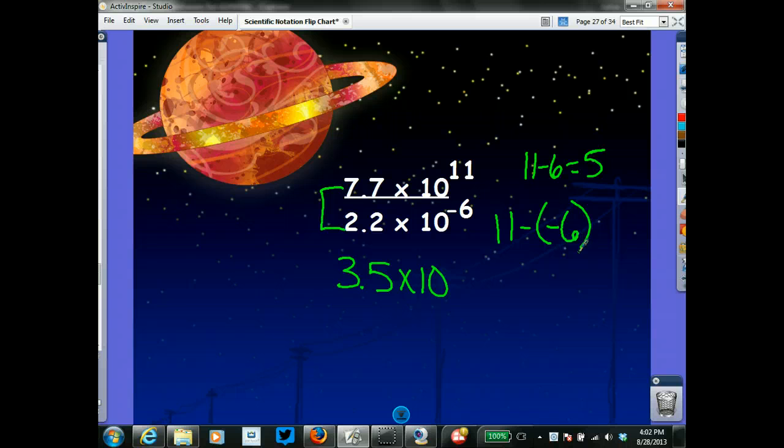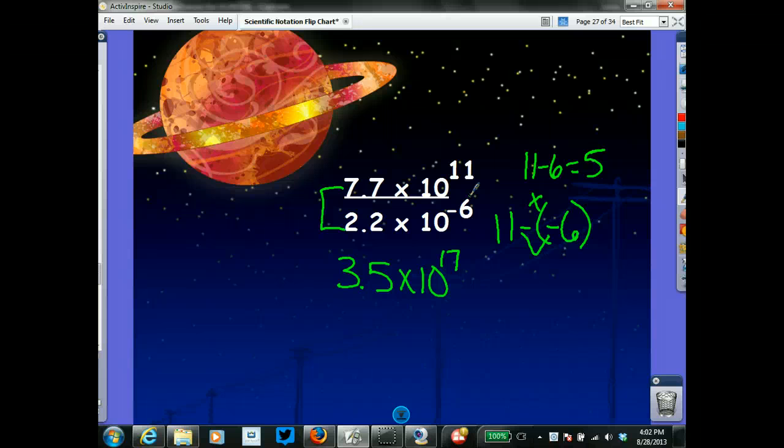So in this case, I'm saying negative, negative, so it's actually going to be 11 plus 6, and you will have 17. Again, the reason I did that, 11 minus negative 6, it turned it positive, so 11 plus 6 is 17. 3.5 times 10 to the 17th power. So you just have to make sure. And again, if you choose to use a calculator on this one, you have to make sure you use parentheses. And I will go ahead and show you what I mean by that.